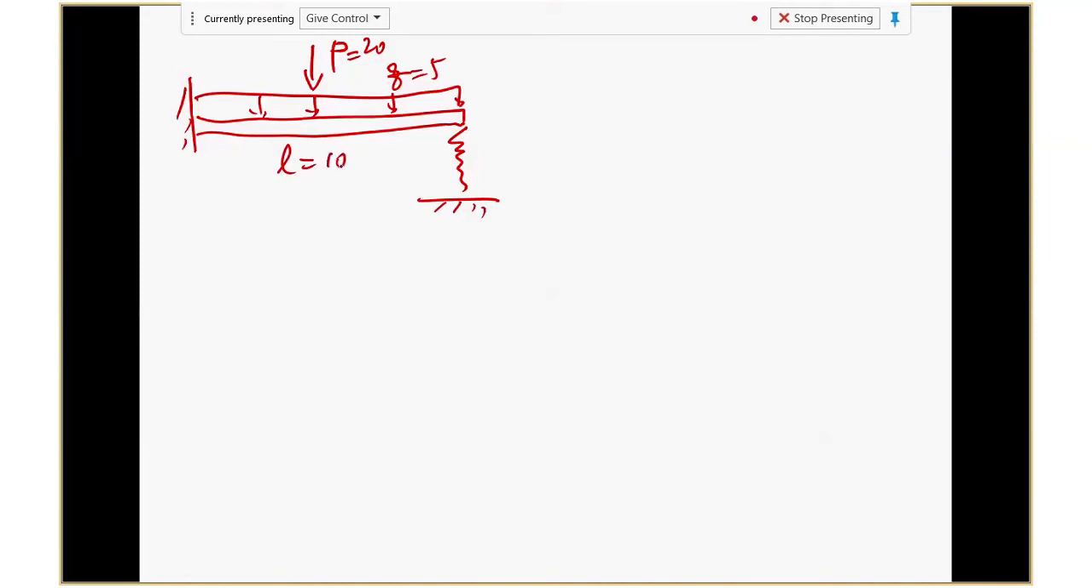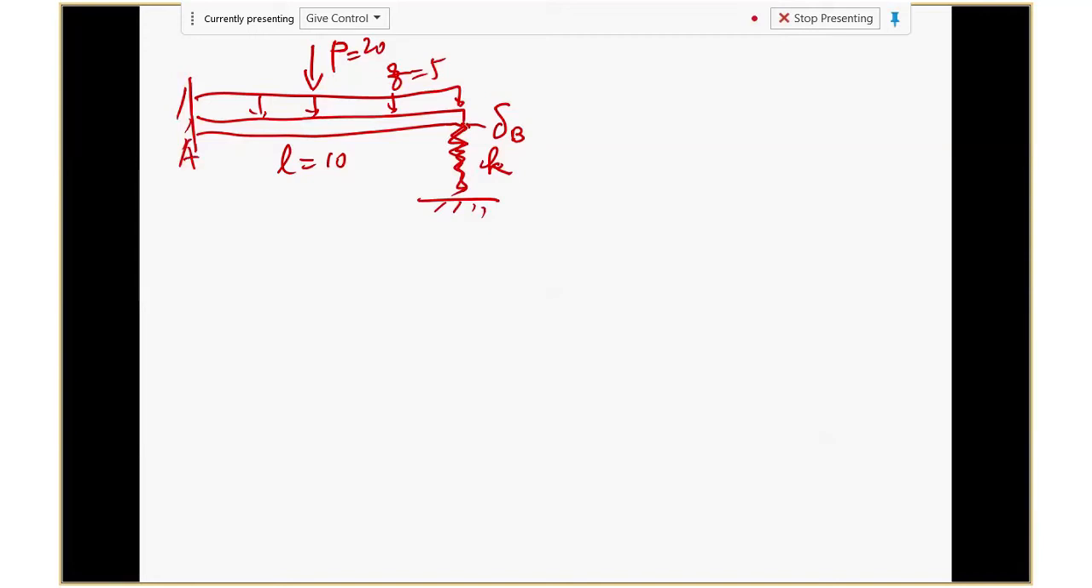We know the length of the beam. Let's give it equal to 10, just randomly giving a number. Now there is a spring here, and we know this spring has a constant K, so the value is known. Now the question is, under this load, how much is this point going to deform? Let's call this point B. So what's the delta B?